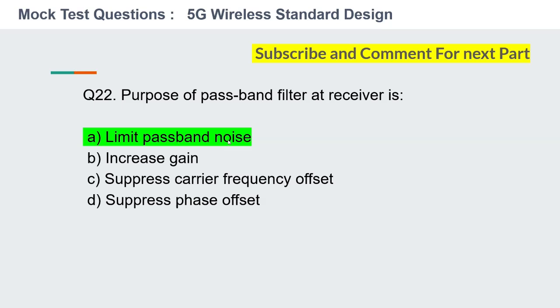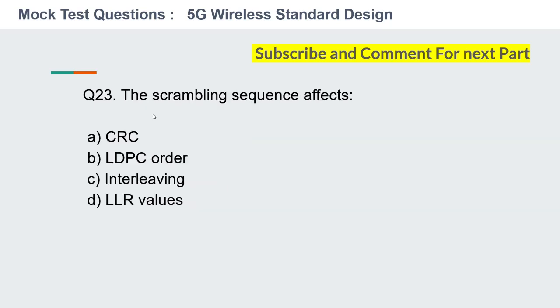Now let's go to our question number 23. The scrambling sequence affects, so these are the options: CRC, LDPC order, interleaving, LLR values. So your time starts now. And the answer is D, LLR values.